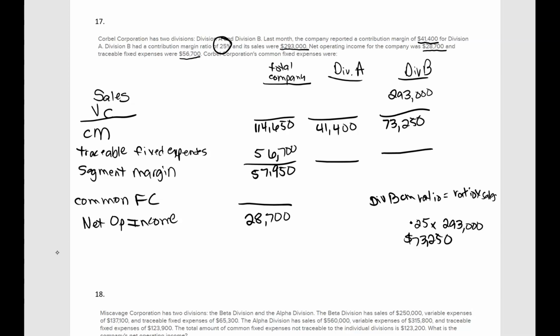Then we can take that, subtract the traceable fixed expenses, and that gives us our segment margin of 50,950. What we're looking for is the common fixed expenses. If we take the segment margin, subtract the net operating income, that will give us our common fixed expenses of 29,250.